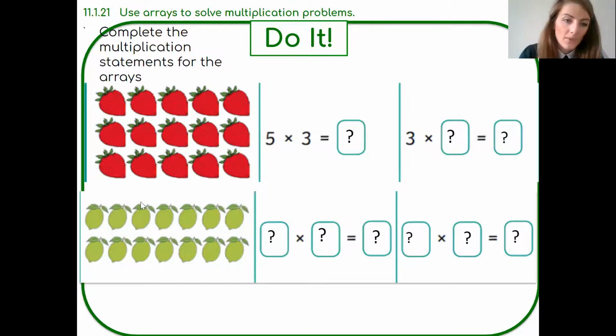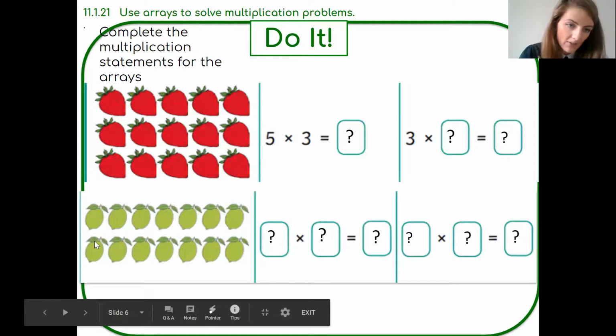Or you could do 7 columns with how many in each row? 7. So we've got 1, 2 in each row, so 7 columns with 2 in each one. You know the 2 times table, so you could count up in 2s.